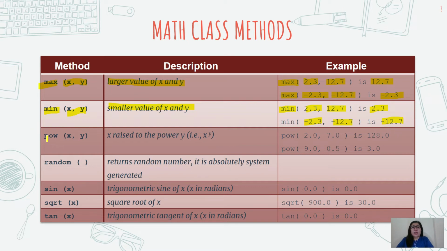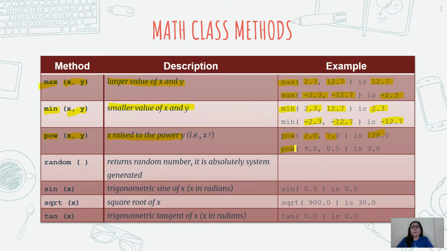We also have the power, represented by the method pow, with x and y. The x here is the base, and y is the exponent. So, x raised to the power y. We have here an example, pow. 2 is your base, 7 is your exponent. So, 2 raised to 7, the answer is 128.